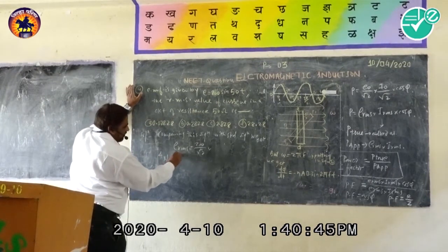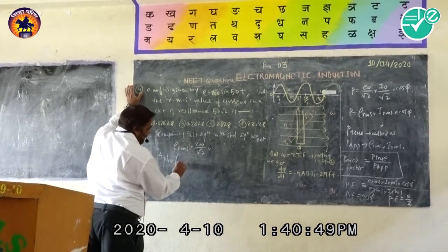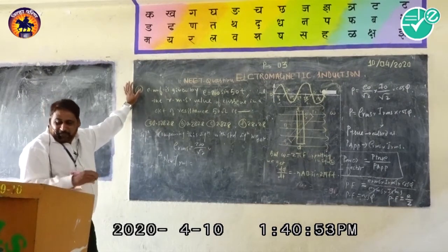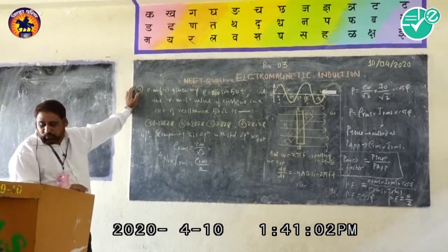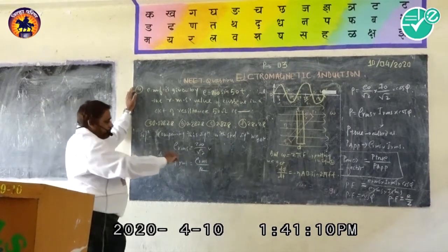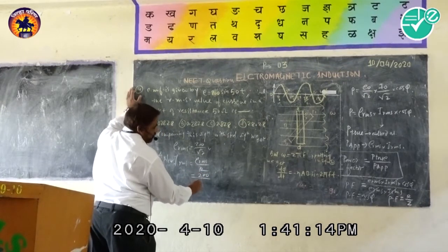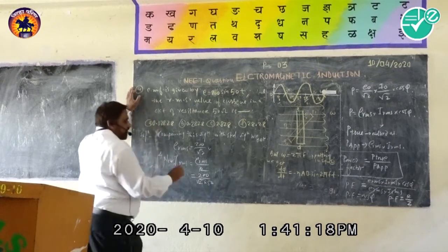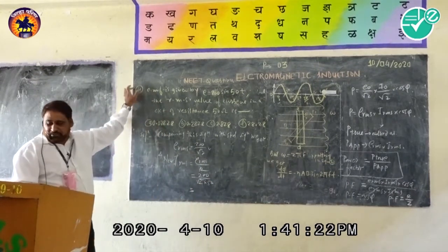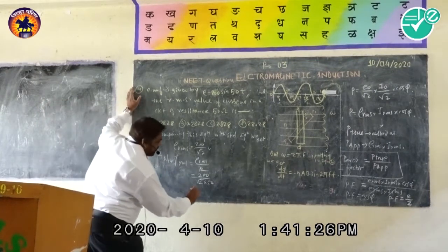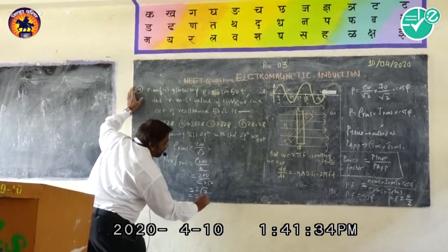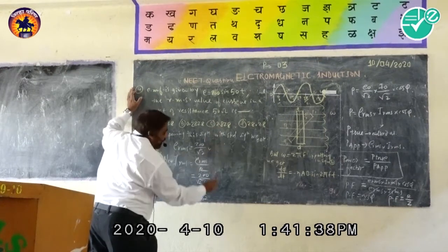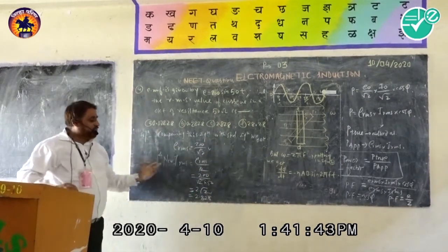And now the root mean square value of current I RMS is equal to E RMS by R, which is given by 200 upon root 2 into 50. That is 100 divided by under root 100, which means 10, that is root 2. And the value of root 2 you might be knowing, so the answer C is correct, 2.828. This is nothing but the root mean square value of the current.